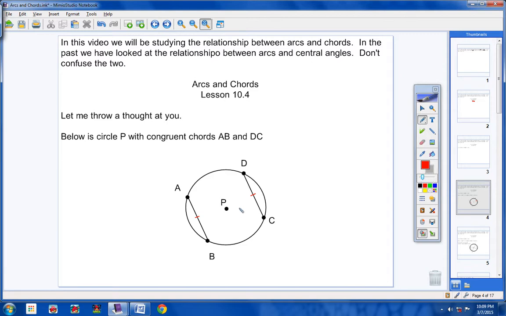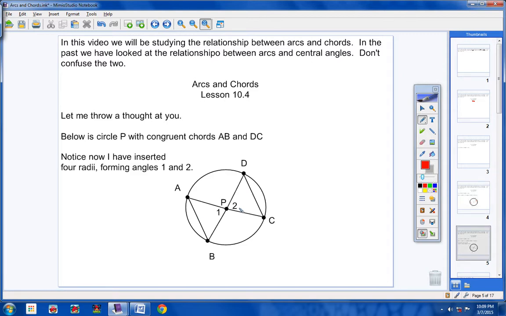Now continue on. Let's do this next, okay? Now notice I have inserted four radii: A to P, D to P, C to P, and B to P. Four radii, okay? And when I did that, notice I naturally formed angles 1 and 2. So label those angles 1 and 2. Be sure and label these two angles 1 and 2 and draw the radii, okay?